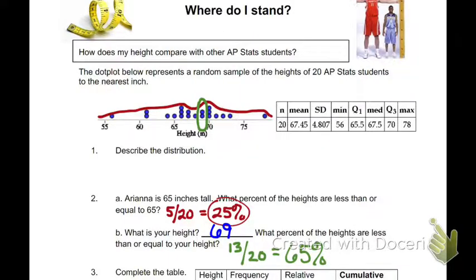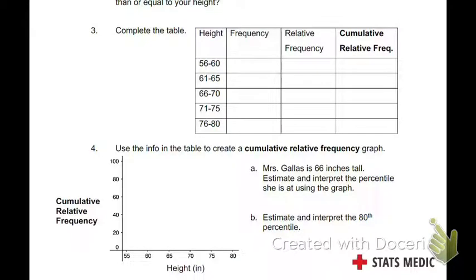All right, let's talk about the bottom part of this page, 3 and 4. Frequency, these are the counts. If it says frequency, we're looking at counts. So how many people had those responses? How many people were there between 56 and 60? 1. Between 61 and 65? 4. Between 66 and 70? 11. 71 to 75? 3. And 76 to 80? 1.